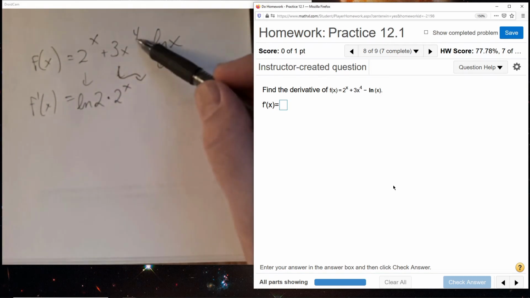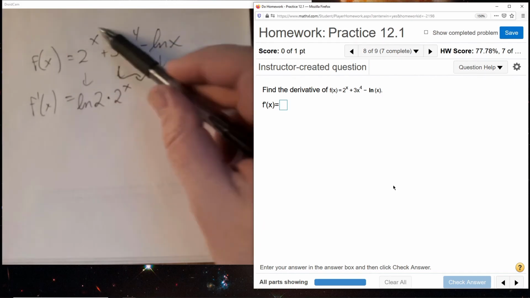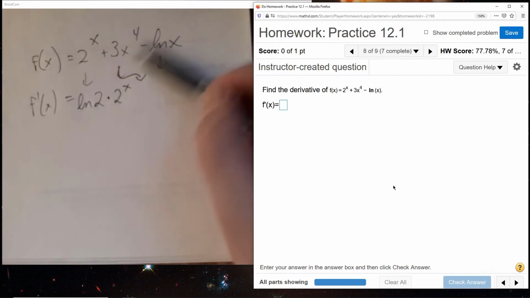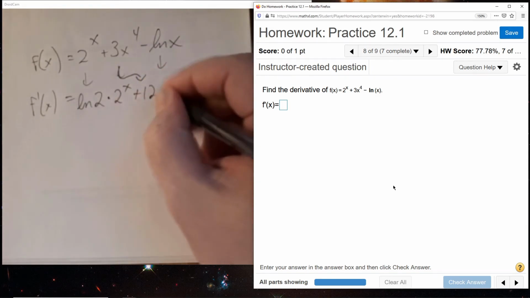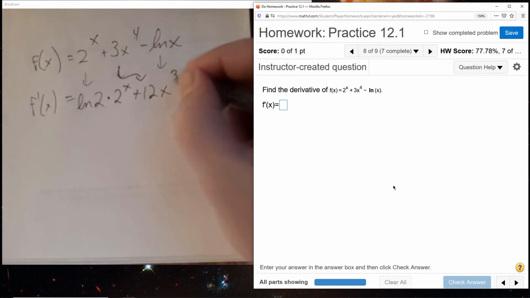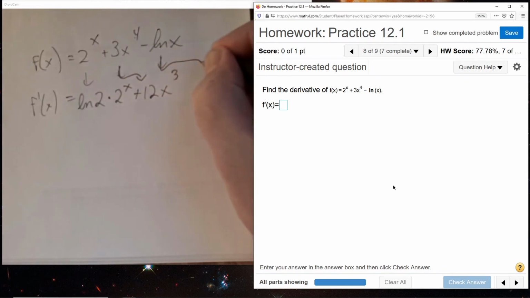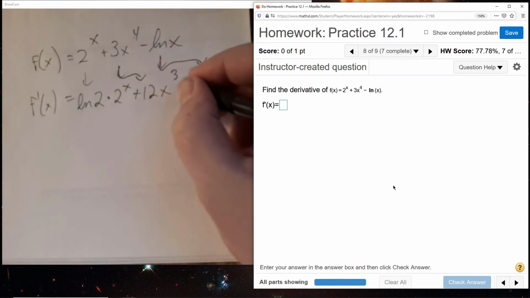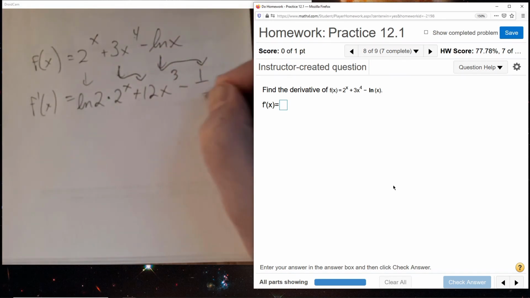So 3x to the 4th, a power function. So we have an exponential pattern. Now a power pattern. So the 4 will drop down. 4 times 3 is 12. Subtract 1 from the exponent. And the derivative of natural log is 1 over x.